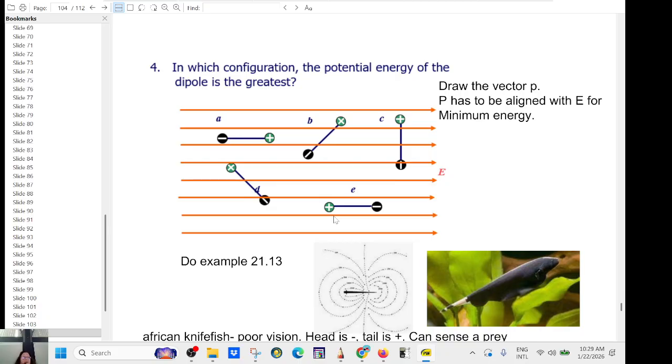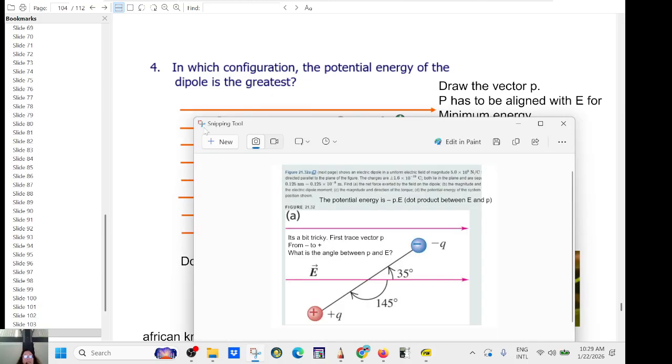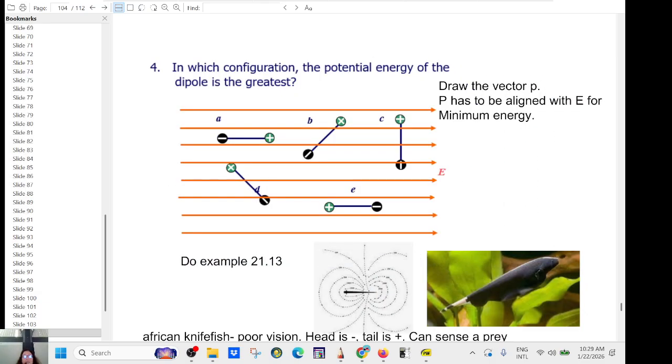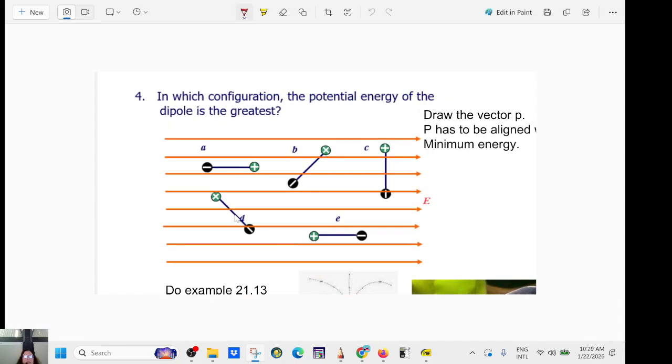E, very good. So the greatest potential energy is when it's not happy, and it wants to go to a lower level of energy. Anything, like chemistry, physics, everything wants to go to a lower level of energy. So E will be the greatest potential energy, A will be the lowest, and those are in between. Okay, so if I take D, for example, and let's say you are not sure which way it's going to rotate, you take the positive charge. Does the positive charge want to go with the electric field or against?